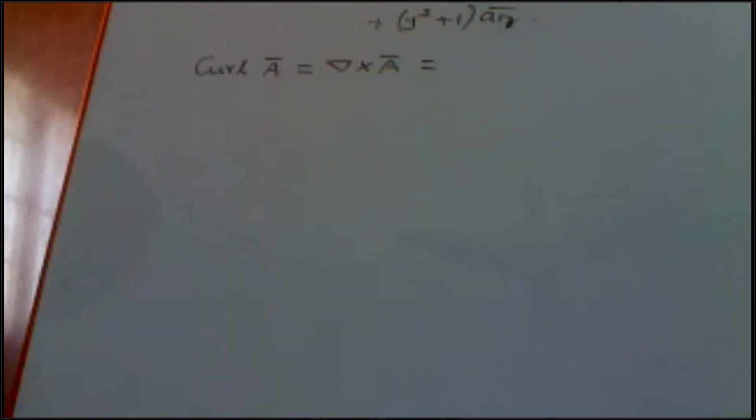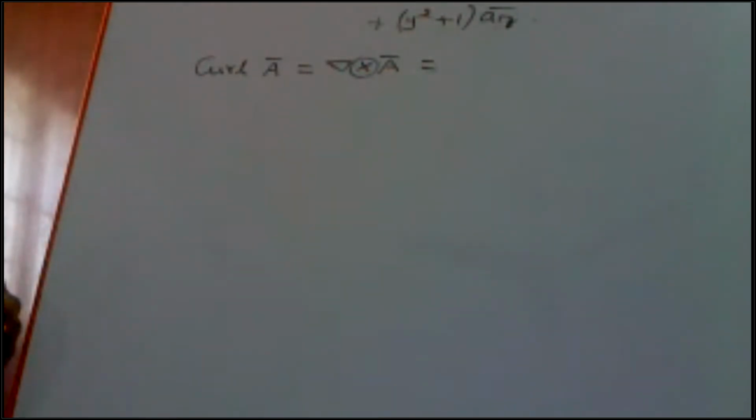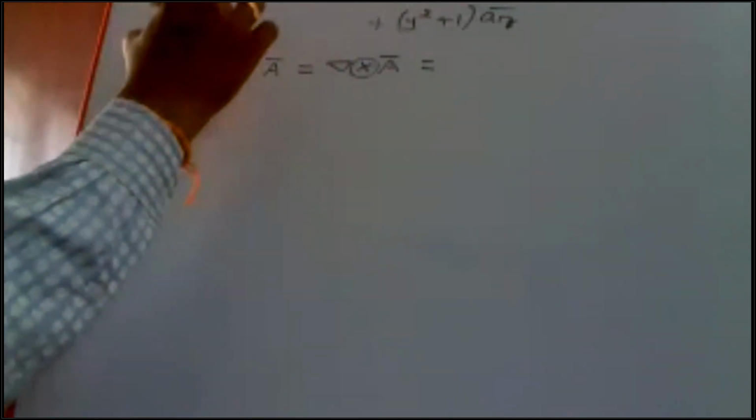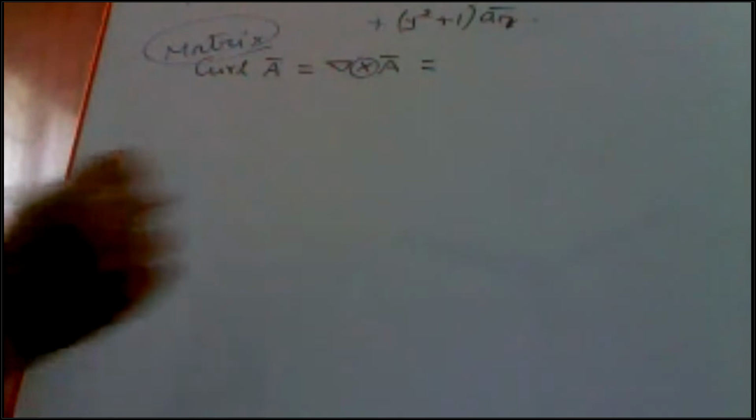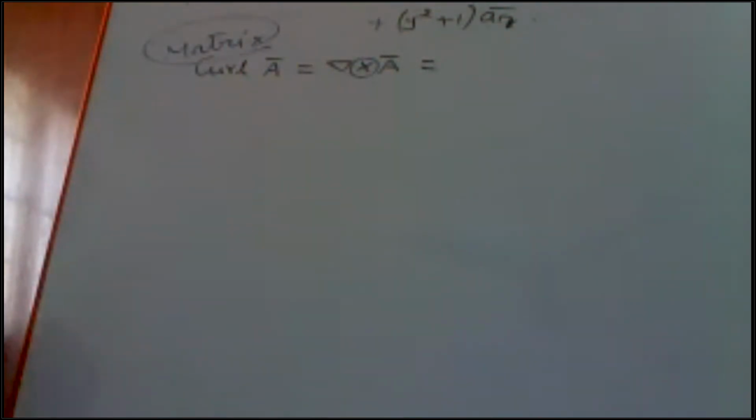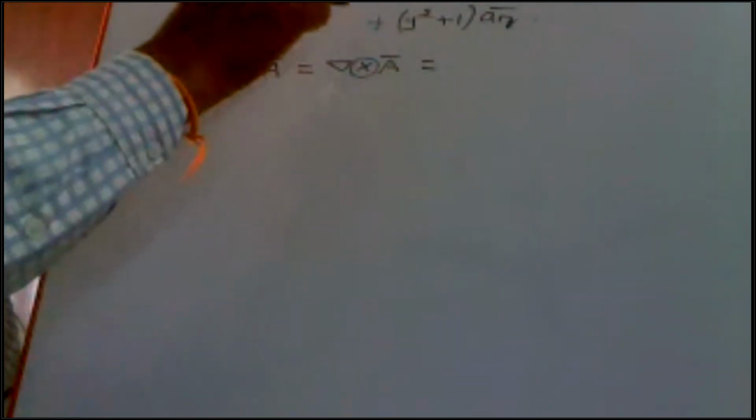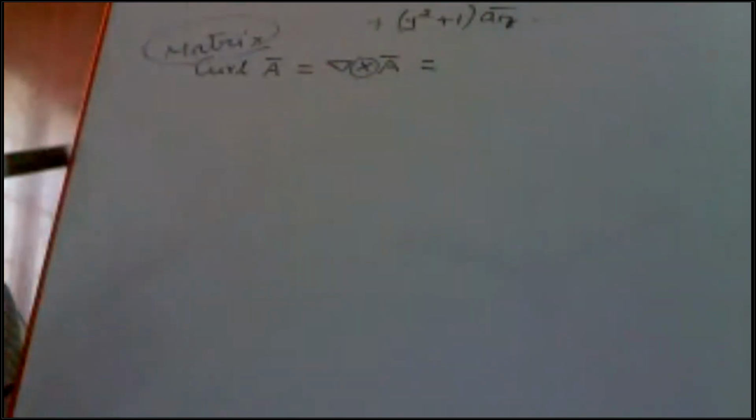Whenever we are using this del operator with cross, we have to go for matrix manipulation. That is the point you have to remember. What will be the size of this matrix? 3 cross 3. Why is it 3 cross 3? We have to look at the number of unit vectors: ax vector, ay vector, az vector. We have 3 unit vectors here, so we will get a 3 cross 3 square matrix.